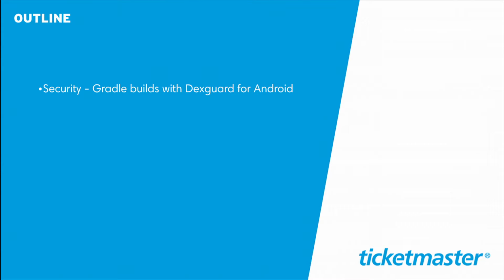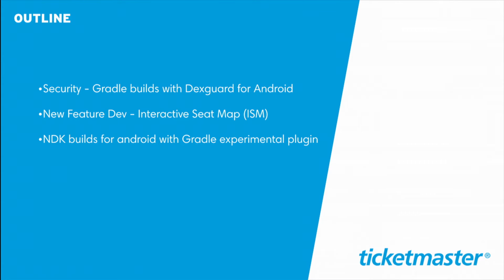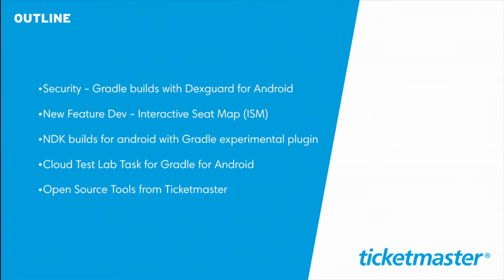First, we're going to talk a little bit about security in Android. And specifically, we're going to talk about using something called DEXGUARD for Gradle builds for Android. We're going to talk about new feature development. In particular, at Ticketmaster, we have a new feature called our interactive seat map. And we're going to talk about how we built it using the native developer kit, NDK for Android, and the Gradle experimental plugin. Finally, we're going to show a little bit about how we tested this new feature using the Google Cloud Test Lab. And we'll end with giving you a little introduction to some of the open source tools available from Ticketmaster.